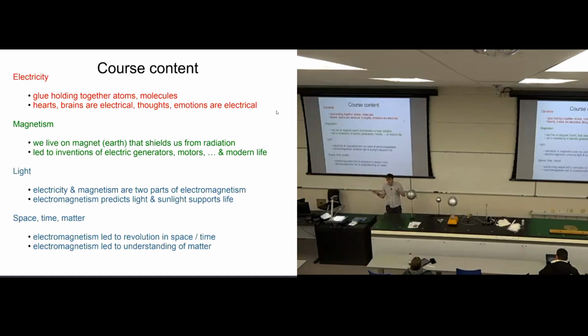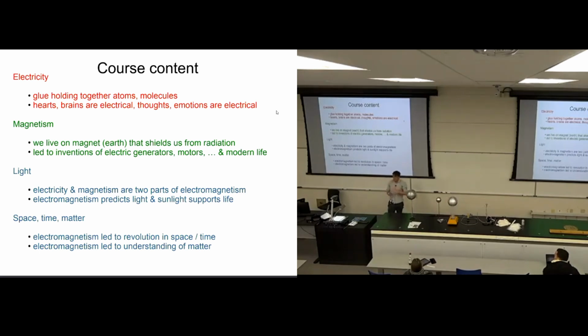Finally, a topic that we'll cover is space, time, and matter. Right towards the end of the course, we're going to take our understanding of electricity, magnetism, and light, and focus it on the microscopic structure of matter, atoms and molecules. And we're going to understand the microscopic structure of atoms and molecules with our understanding of electromagnetism.